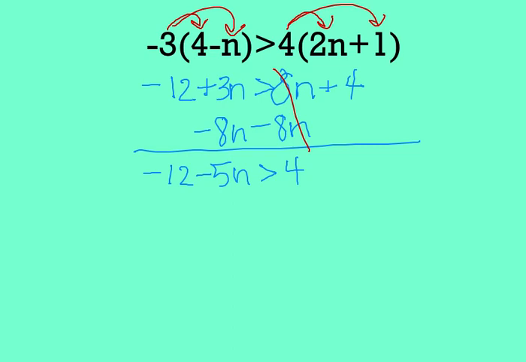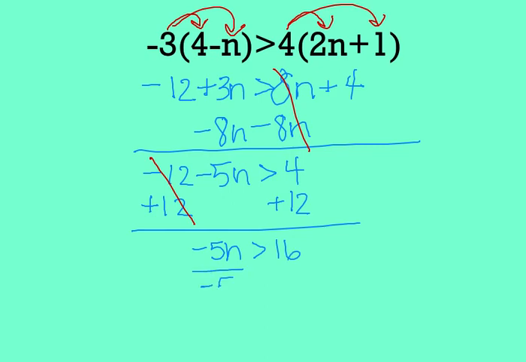Now, again, we're back to a place like last night. So I need to remove anything from the n held on by addition or subtraction. So that would be this negative 12. So I need to add 12 to both sides. The 12s then will cancel on the left-hand side, meaning that we are left with negative 5n is greater than 16. And then our last step is going to divide both sides by negative 5.